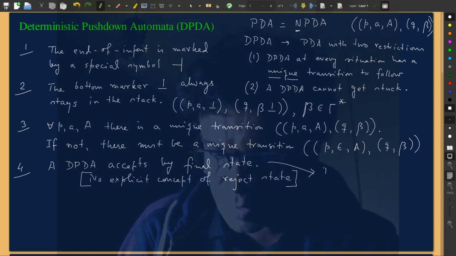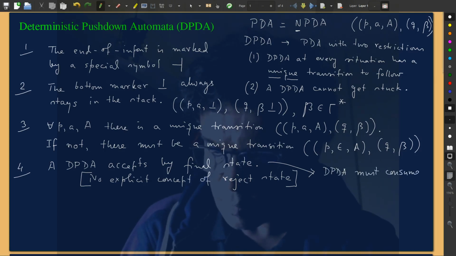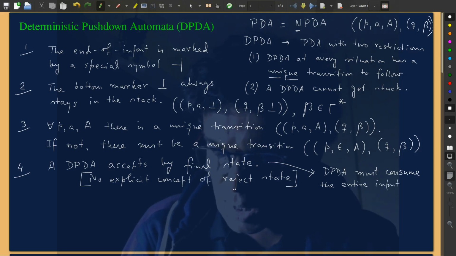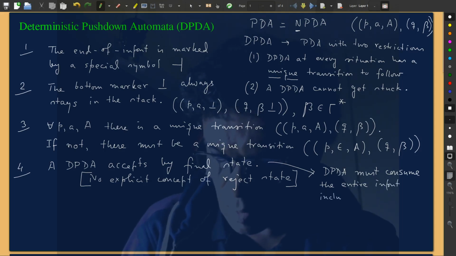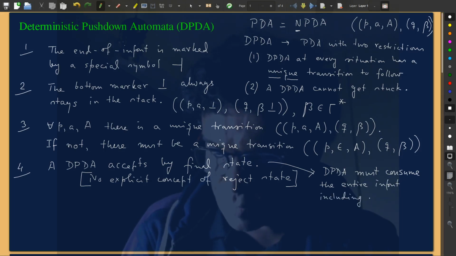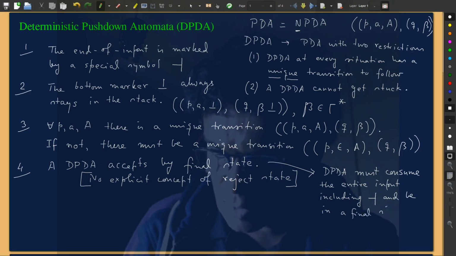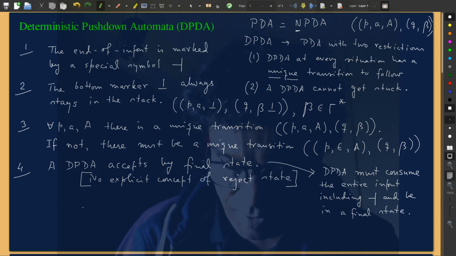in order to accept, the DPDA must consume the entire input, including this end of input marker, and be in a final state. Then only the DPDA accepts, which essentially means it is in an accept configuration.